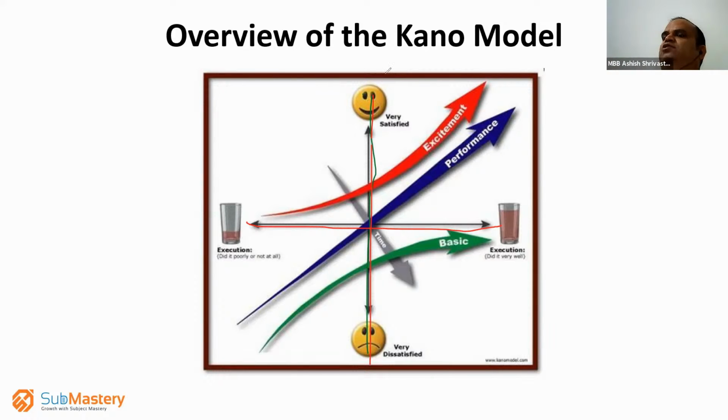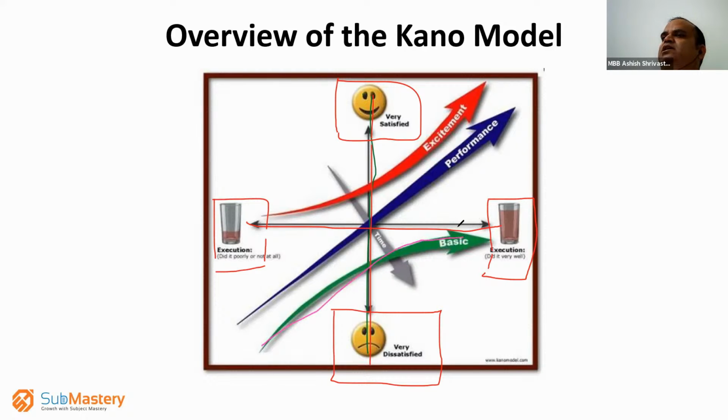Now you can see here in the topmost side, this picture. This customer is very satisfied. You can see the smiling face of the customer. And you can see a customer who is very dissatisfied. Similarly, on the execution side, on the right hand side, your execution is perfect, and on the left hand side your execution is very poor. Similarly, you can see these three types of arrows. The first arrow is basically the basic needs, which are the basic needs of the customer.